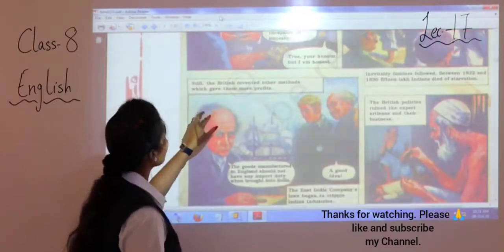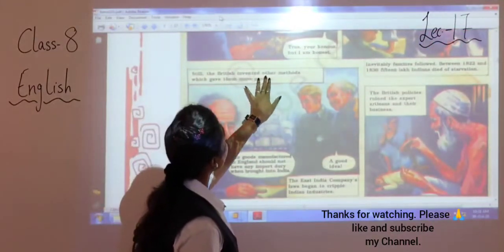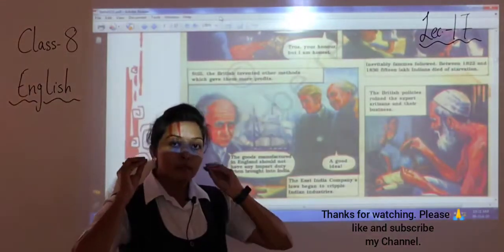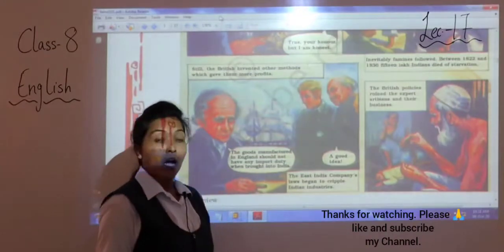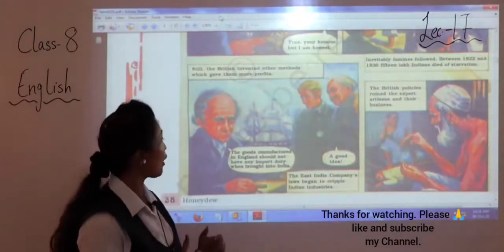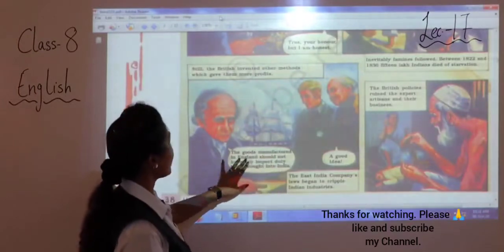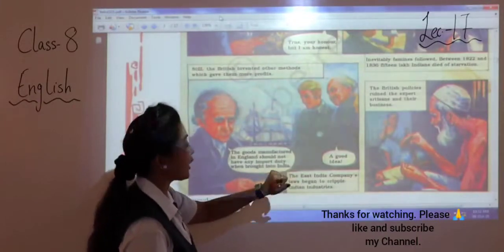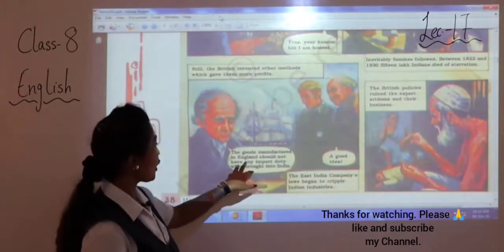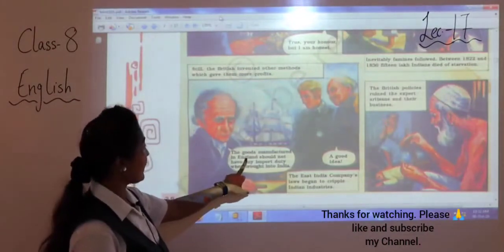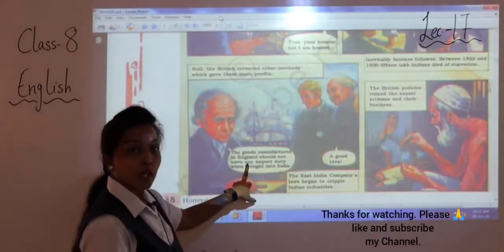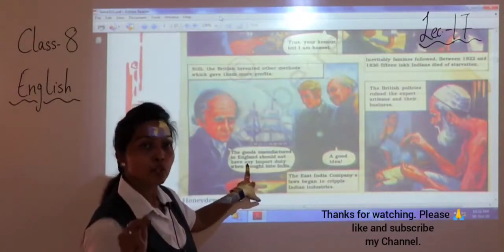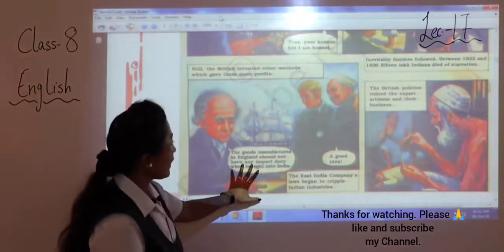Then the British invented other matters which gave them more profit. Britishers were busy only thinking about how they could earn more and more profit. The goods manufactured in England should not have any import duty when brought into India. So whatever goods we manufacture in England, when we bring them to India, we do not apply import duty.